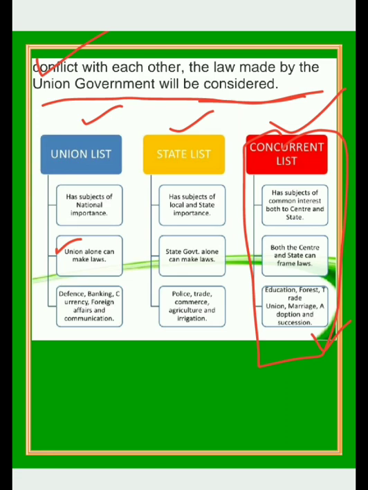I hope you have understood this topic. What makes India a federal country? Threefold distribution of power. It is called union list, state list, and concurrent list. In the next video, we will be covering other parts of the same topic.